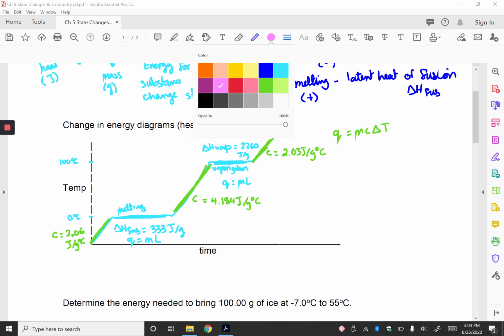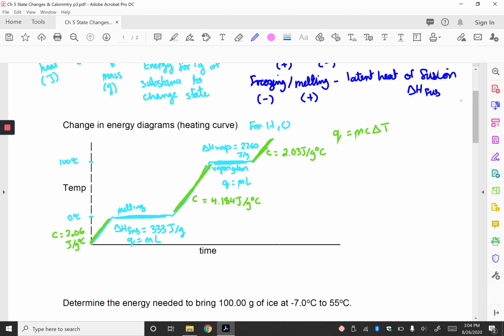While we're doing an energy or a heating curve, just a reminder, whenever you have a change in temperature, the change is in kinetic energy mostly. So your particles are moving faster when you increase their temperature.